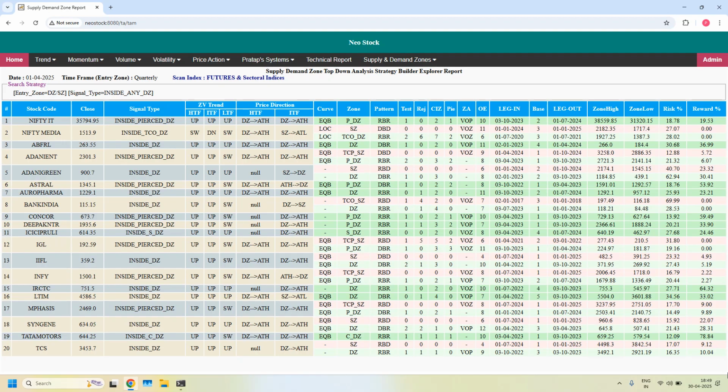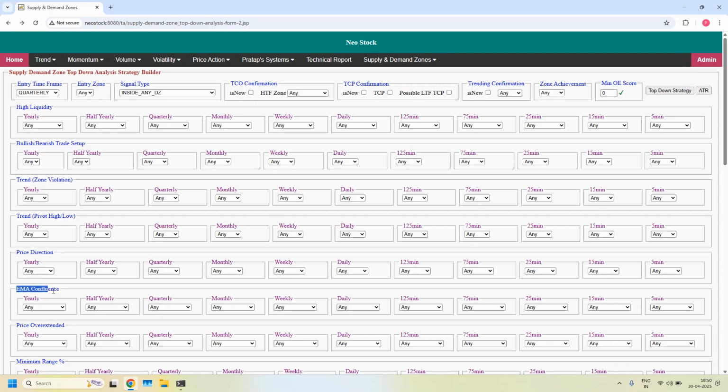Okay, to find the high probability setup quarterly demand zones, let us filter based on the quarterly demand zone having quarterly EMA confluence. So I am going back to the EMA confluence parameter at quarterly time frame. I am selecting quarterly demand zone having quarterly EMA confluence. At the same time, EMA confluence should not be used in sideways. In sideways, the EMA confluence does not give any advantage. That is what you learned in our training videos.